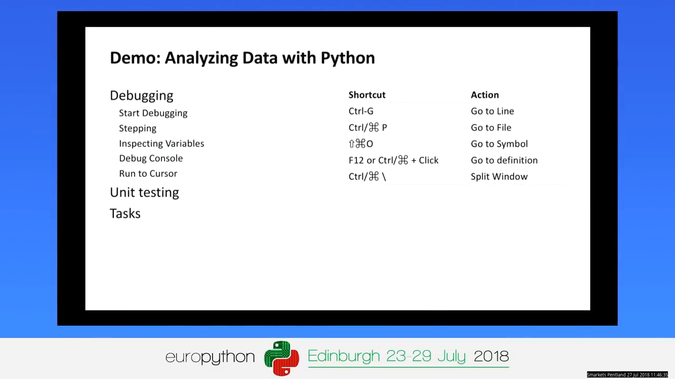Okay, so just a quick recap. We just went through debugging, start debugging, stepping, inspecting variables, using the debug console, typing expressions in, using run to cursor to run to a particular line of code, keyboard shortcuts for jumping to files, various symbols and going to definition, configuring unit testing, and tasks within your workspace.